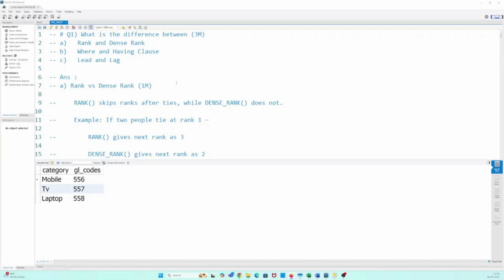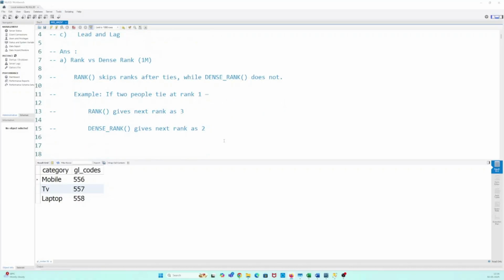Let's dive in. First question is asked to write the difference between rank and dense rank. So you can explain it briefly for just 1 mark. Rank skips ranks after the ties, while dense rank does not. Example: if two people tie at rank 1, the rank function gives the next rank as 3. So the first two will get the rank as 1 and the third person will get the rank as 3. So there is a skipping of rank 2 over there.